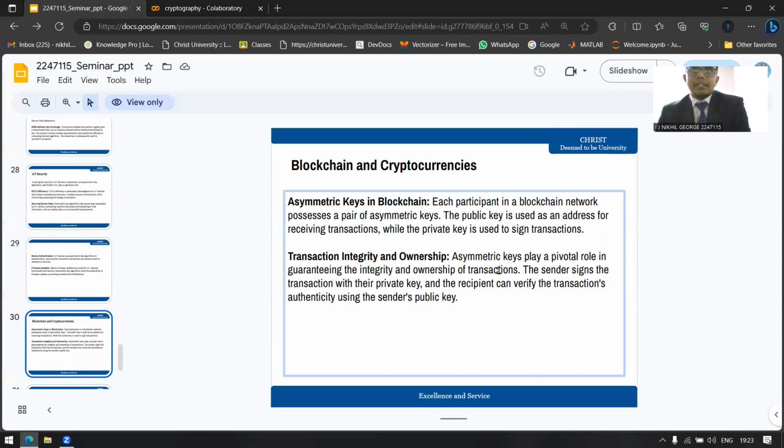And when you make a transaction, the sender signs the transaction with the private key. Okay, and the recipient can verify the transaction's authenticity using the sender's public key. So the sender's public key is visible to everyone, and that's how they authenticate the transaction, as I told you.